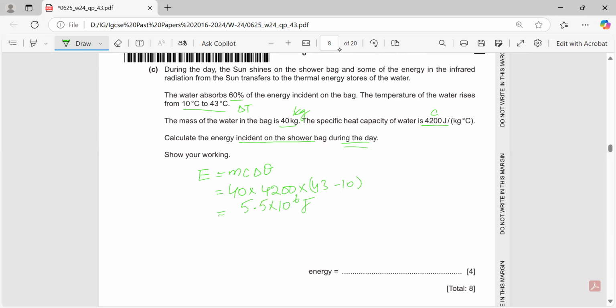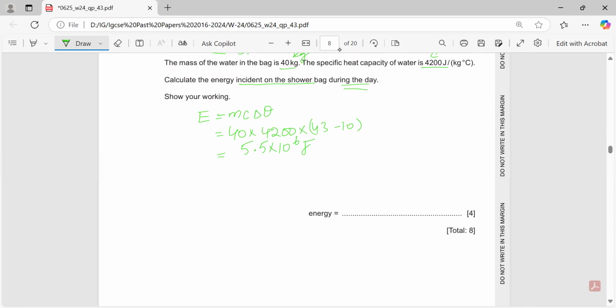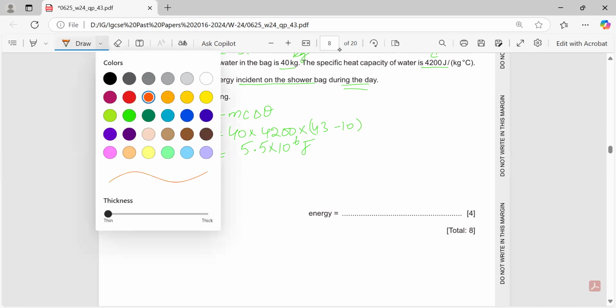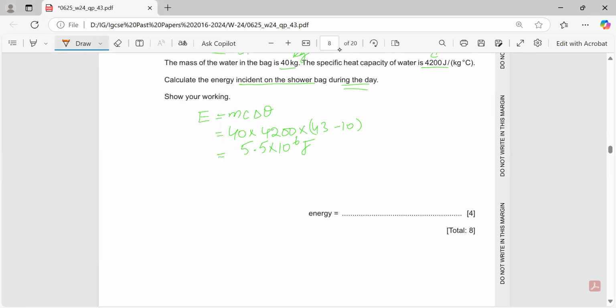This is the energy which is absorbed by this bag. But what do they want? They want the input energy. How to get the input energy? Now we need to use the efficiency formula, my dear friends. So efficiency is actually given to us.